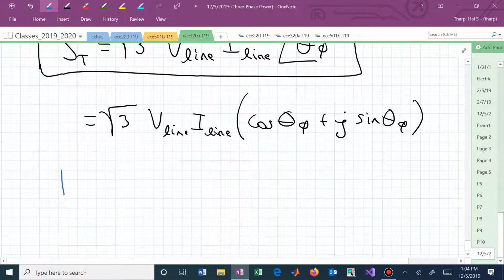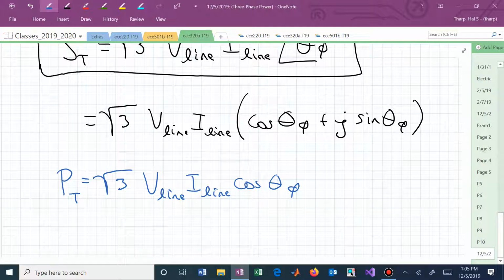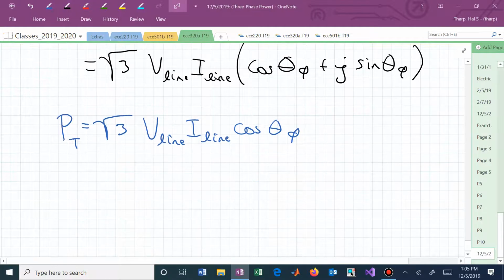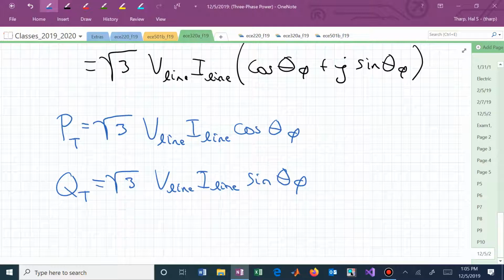And that now says that P total can be written in terms of the line voltage and the line current and the power factor of that element or device, scaled by the square root of 3. And the total reactive power is now available to us as well. Now we're all set. Now we can start working problems.